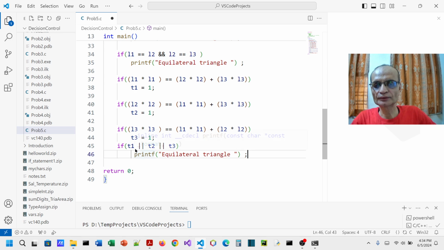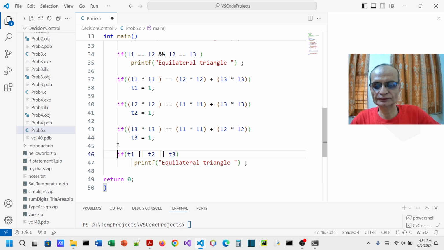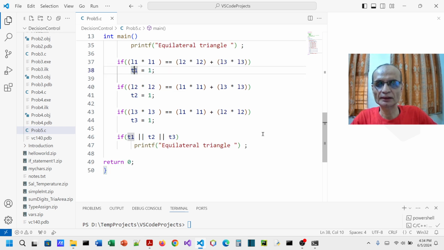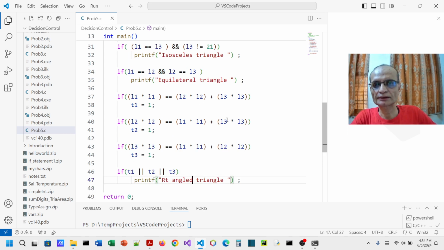I could have even, without this, simply printed here, and else if also could have happened. I'm just telling you this is a relatively difficult one. I could have used even T1, so we'll do that optimization a little later. So this is where it is a right angled triangle. Let's now run this code.